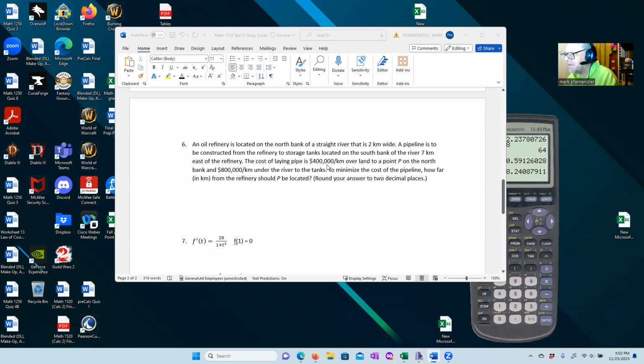The cost of laying the pipe is $400,000 per kilometer over land, and then $800,000 per kilometer under the river to the tanks. Minimize the cost of the pipeline.